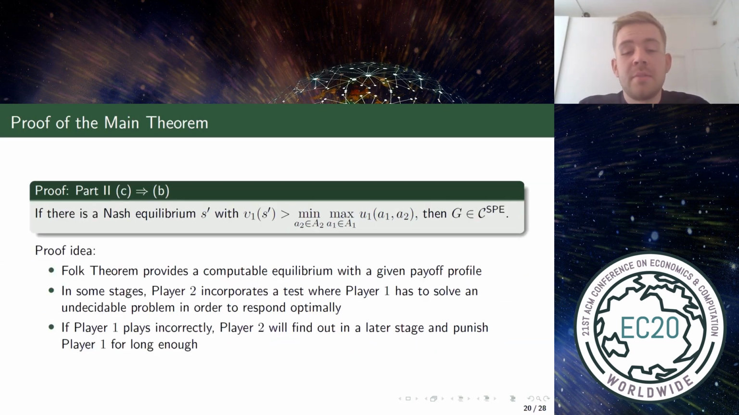The main idea of the proof of the second part, that condition C implies condition B, is as follows. The Folk theorem gives us an equilibrium consisting of computable strategies with the same payoff profile as S'. We modify the equilibrium such that in some stages, player 2 incorporates a test where player 1, in order to respond optimally, has to solve a problem that cannot be solved by a Turing machine. Incorrect choice of an action by player 1 will be later discovered and punished by player 2.